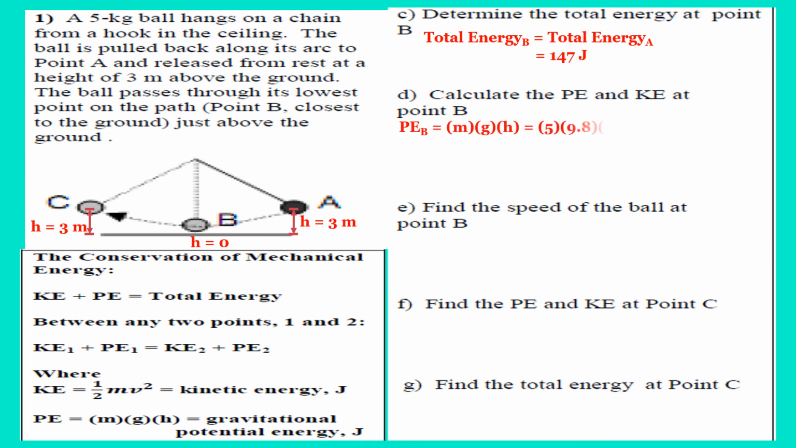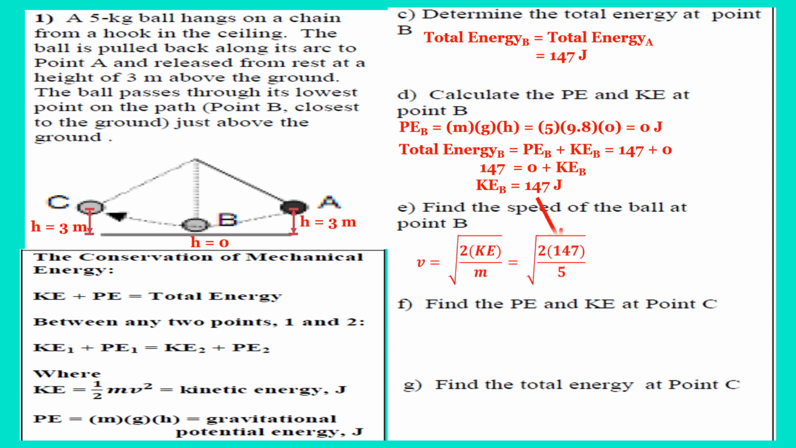Calculate the PE and KE at point B. At point B, the height is 0, so mgh equals 5 times 9.8 times 0 equals 0 joule. Since the total energy at point B equals potential energy at point B plus kinetic energy at point B, which is 147 plus 0 is 147. So 147, which is the total energy at point B, equals the potential energy at point B, which is 0, plus the kinetic energy at point B. So, solving for the kinetic energy at point B, this is just equal to 147 joules.